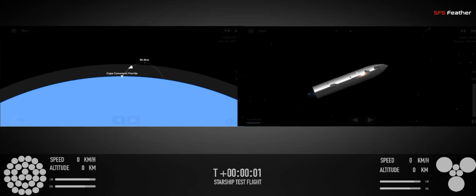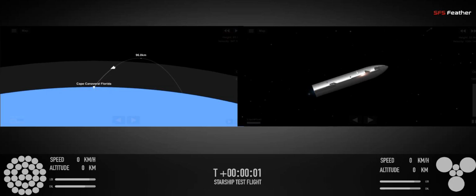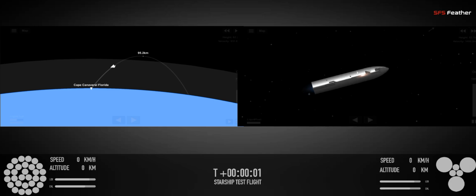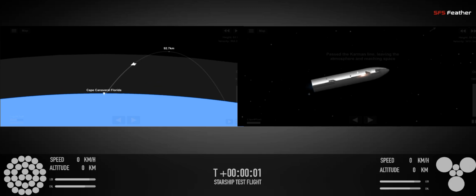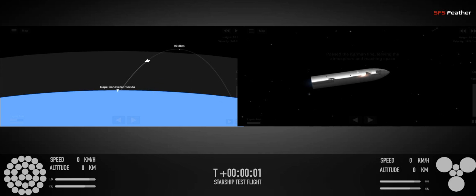The crowd here in Hawthorne all went, ooh, at that first view of the blue flames from the booster. As you can see there, first stage is now making its way back to the launch site. Ship avionics power and telemetry nominal. The booster and the tower are both performing automated checks to make sure we are go for the booster to return to the launch pad for that catch.